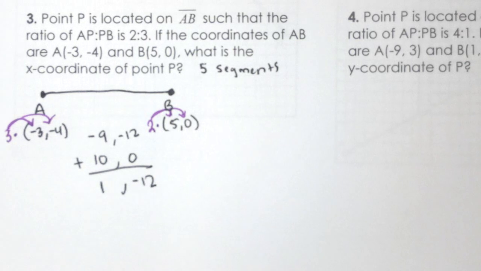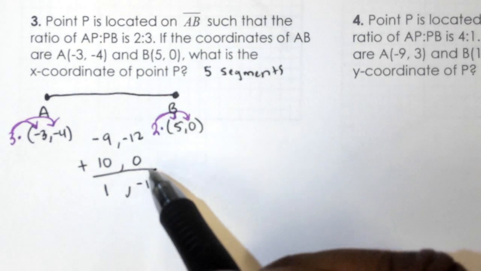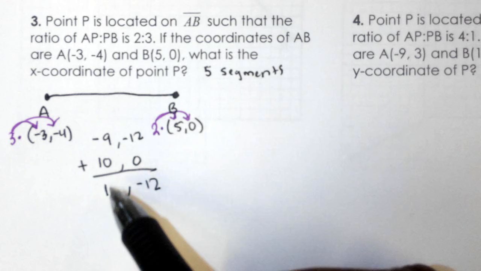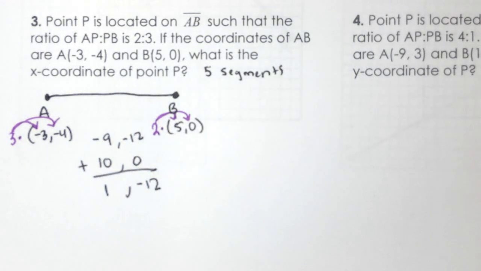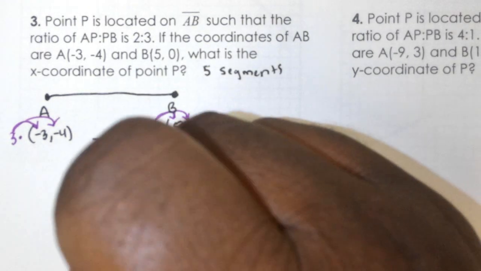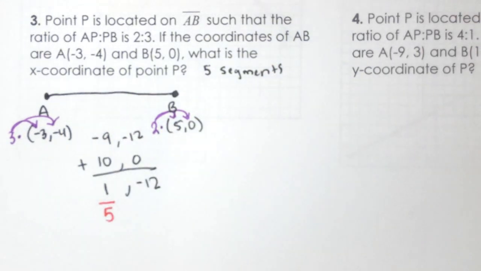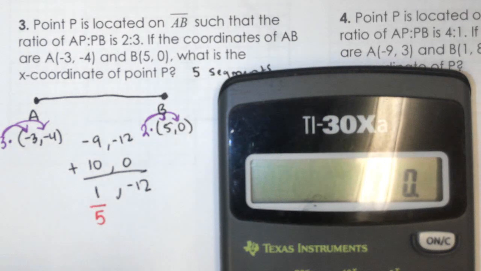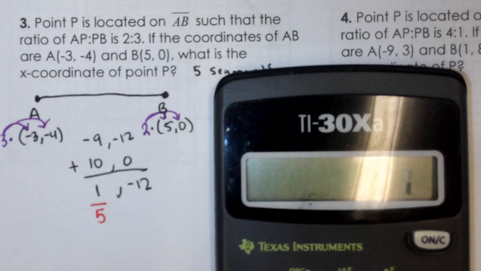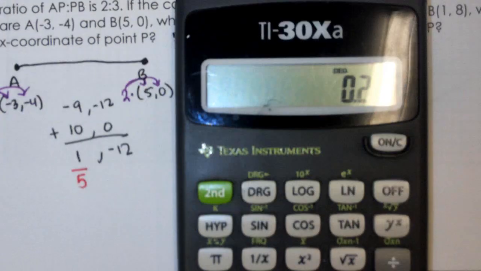Once again, when I get to this point, I really don't care about the y. I didn't even have to do that. I only care about my x value because I only want the x anyway. So I'm taking my x value, 1, dividing it by 5. One divided by 5, 0.2.